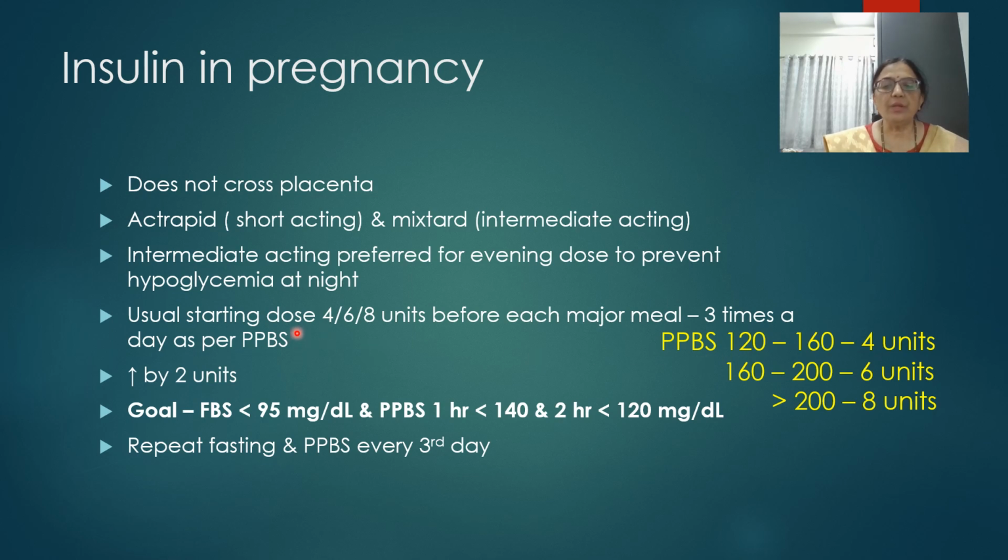Then after every third day, we have to titrate and increase the dose by 2 units if the goal of this insulin treatment is not achieved. And the goal is the same as for gestational diabetes mellitus. Fasting should be less than 95. Postprandial after 1 hour should be less than 140, and after 2 hours it should be less than 120 milligram per dl. Once the diabetes is under control, every third day fasting and postprandial blood sugar should be done as self-monitoring by glucometer by the patient herself.